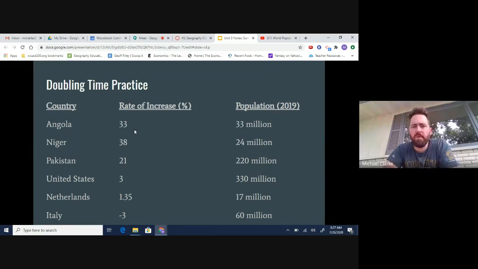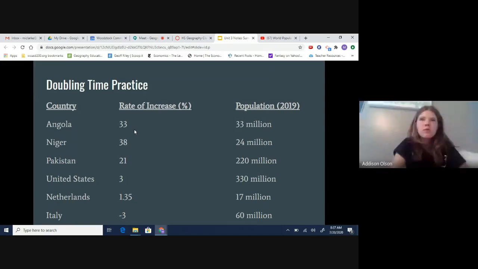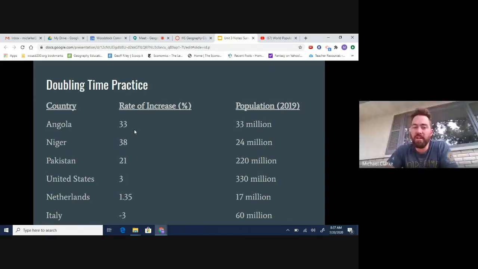So if Fernando had stepped away for a second, can anybody tell Fernando what that 23 means? It's how long it will take for the United States population to double. Yeah, very good. So it's going to take the United States about 23 years to go from 330 million people to 660 million people. So it's going to take a longer time than the other 3 countries we talked about so far.